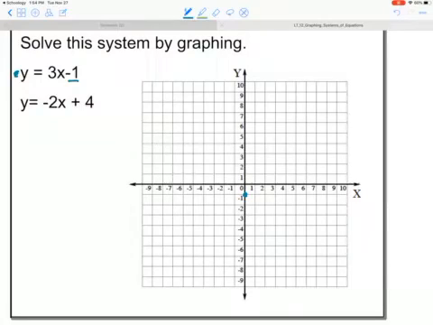Plot that. I go up 3 to the right one, up 3 to the right one to plot my points. That gives me this line. Let's do the next one. Y-intercept is at 4, and my slope is -2, so I go down 2 to the right one, down 2 to the right one, so on and so forth. That gives me this line.